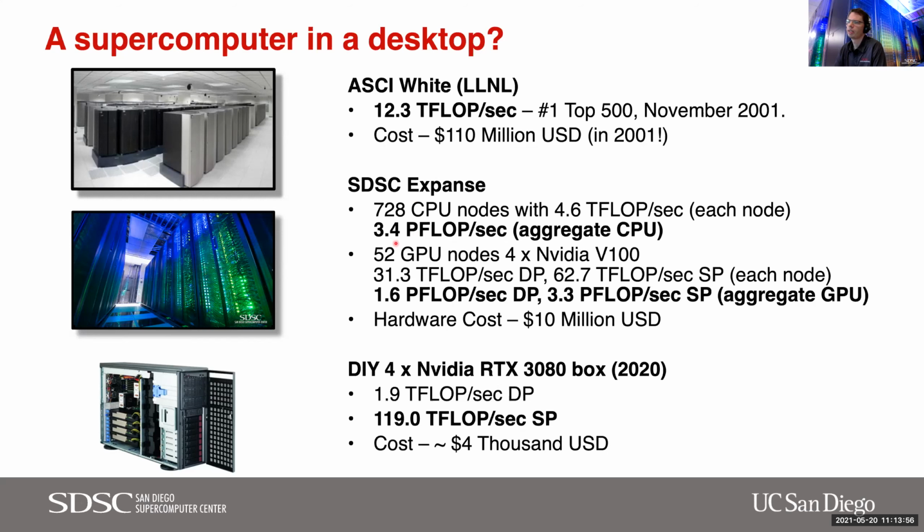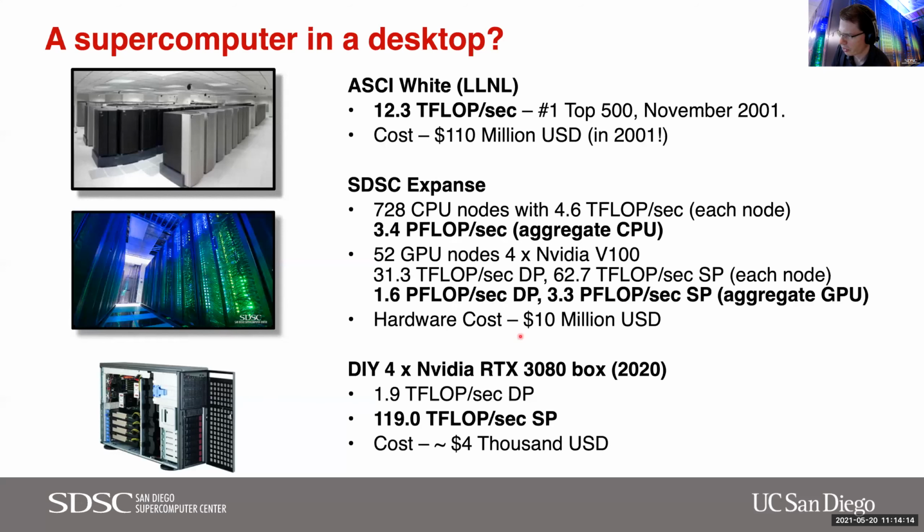The aggregate performance. And there are 52 GPU nodes, each with 4 Nvidia V100 GPUs. And those 52 nodes give us 1.6 petaflops in double precision, or 3.3 petaflops in single precision GPU performance. And that's all for a cost of $10 million US, right?